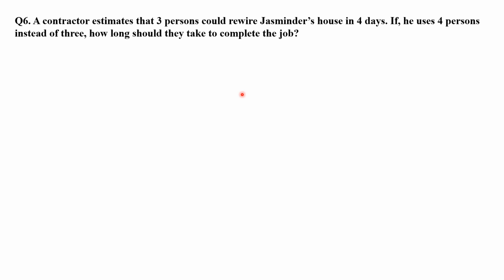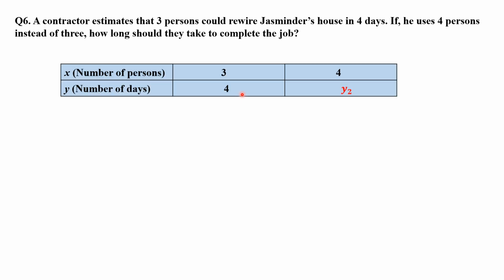So here it is given that there are 3 persons in the beginning and those 3 persons will take 4 days to rewire Jasminder's house. Now if instead of 3 persons there are 4 persons, then how many days will they take to complete the job? From here you can see as the number of people is more, they will get more manpower, right? They will get more helping hands, so the number of days will be reduced, isn't it? So again this is a case of inverse proportion.